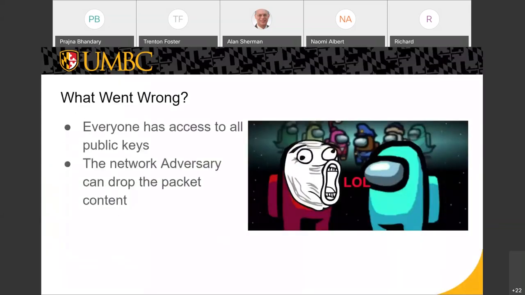So what went wrong with this one? First off, everyone has access to all public keys, including the network adversary. So you can't rely on just encrypting with one key. Second, the network adversary can drop packets, the packet content, and send off whatever it wants. So it's a lot harder than it looks. Next slide.